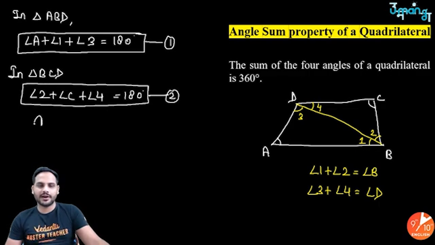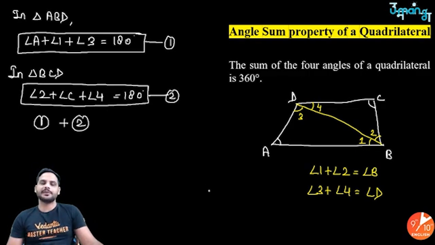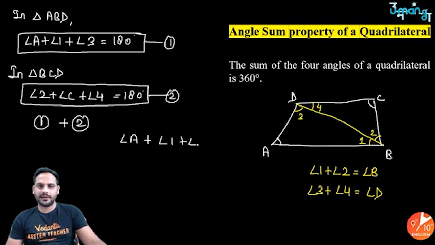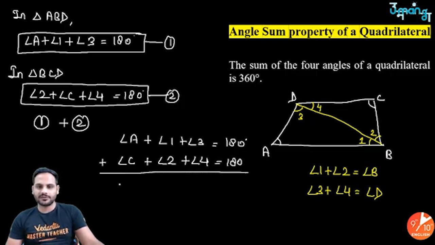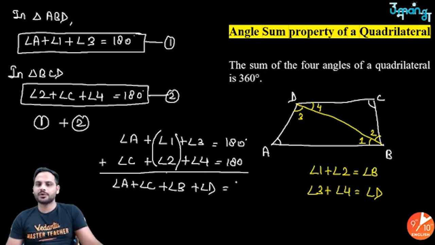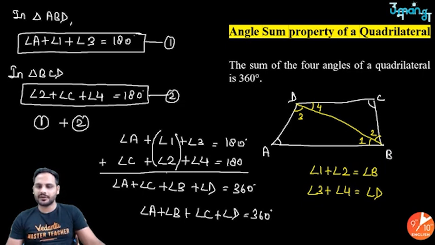Now what we are going to do, we are going to add equation 1 and equation 2. So I have angle A plus angle 1 plus angle 3 is equal to 180 degree, and the second equation is, let's write it as angle C plus angle 2 plus angle 4 is equal to 180 degree. So let's add both these equations. We have angle A plus angle C, angle 1 plus angle 2 will give you angle B, and angle 3 plus angle 4 will give you angle D, is equal to 180 plus 180, is 360 degrees. So you can clearly see angle A plus angle B plus angle C plus angle D is equal to 360 degree, right?